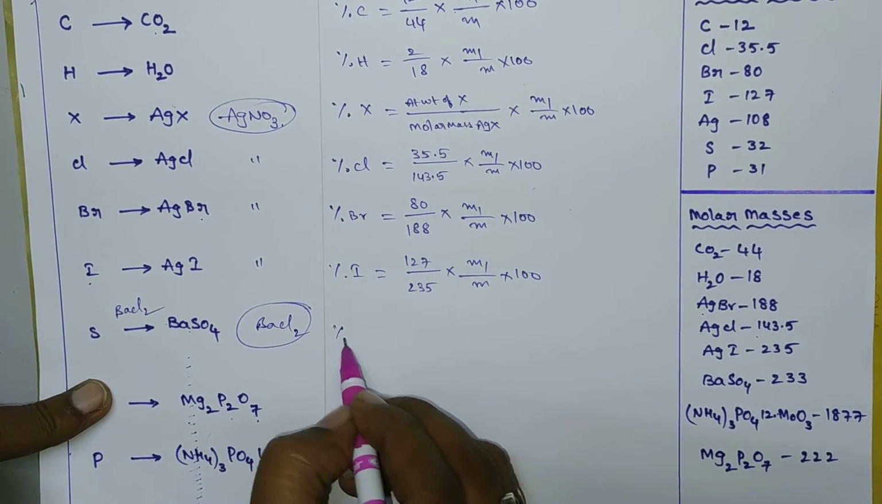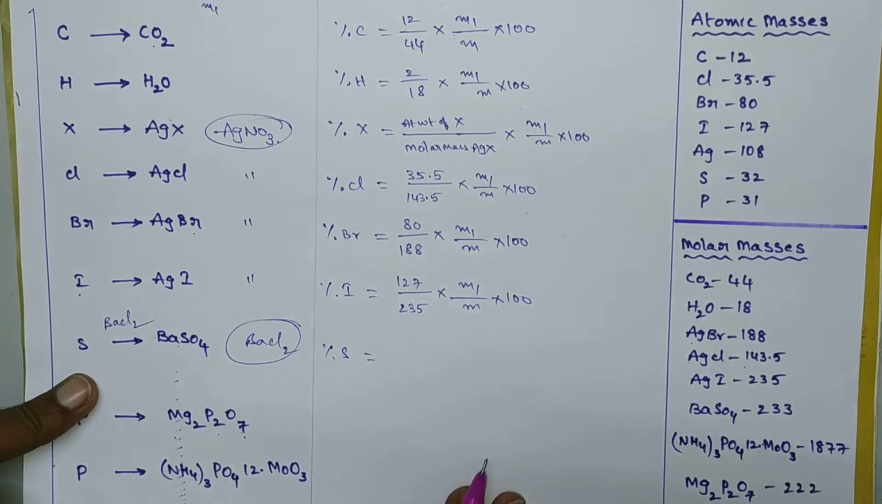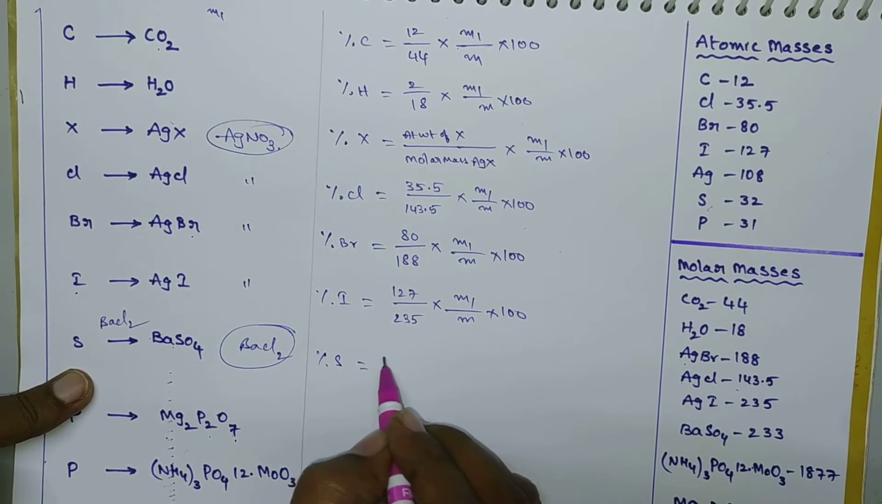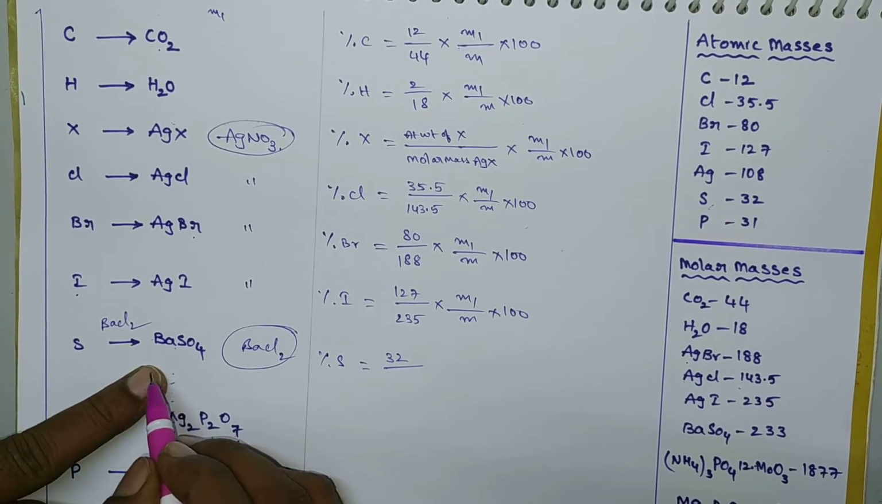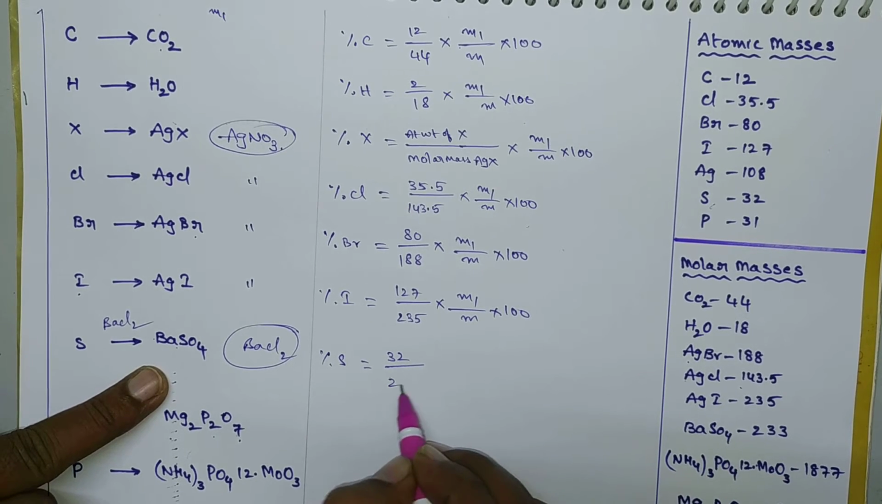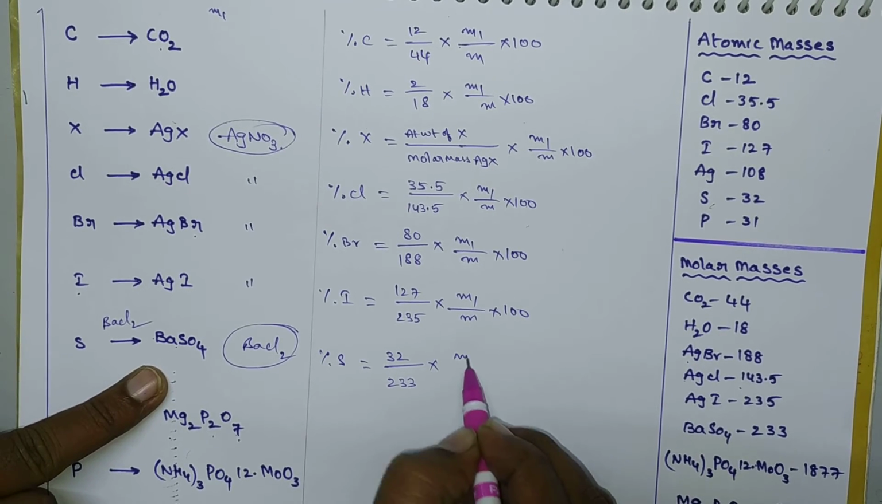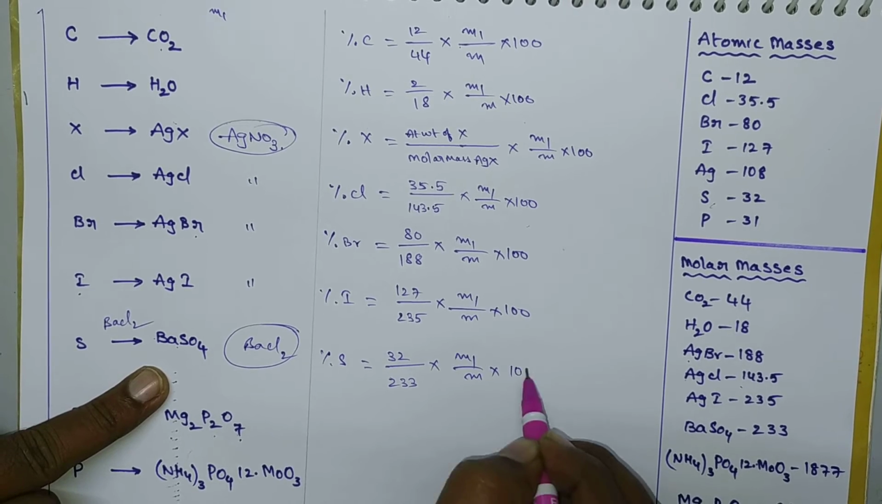And next, percentage of sulfur. The sulfur atomic weight is 32, so 32 by the molar mass of barium sulfate. Barium sulfate is 233, into m1 by m into 100.